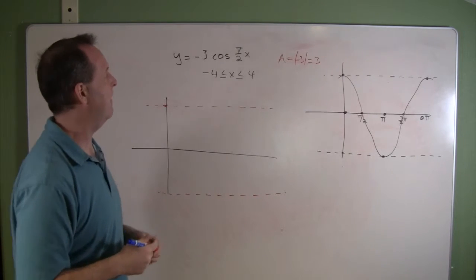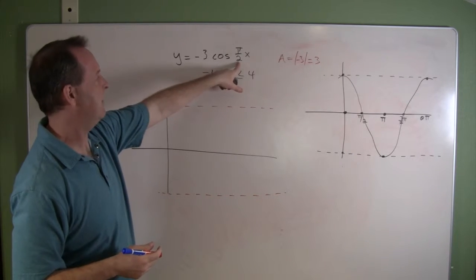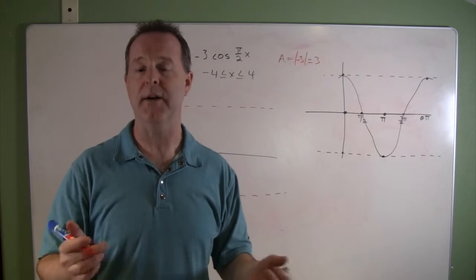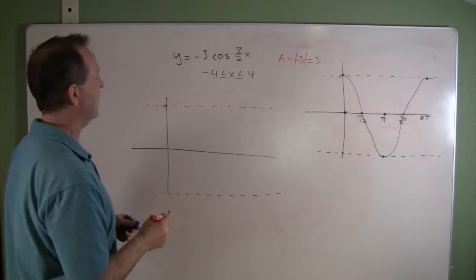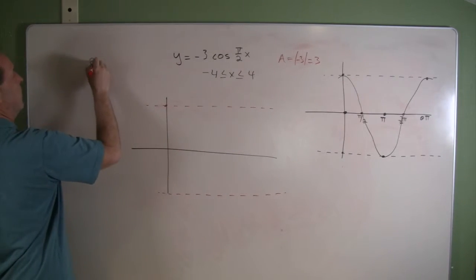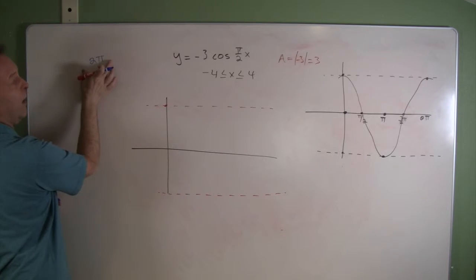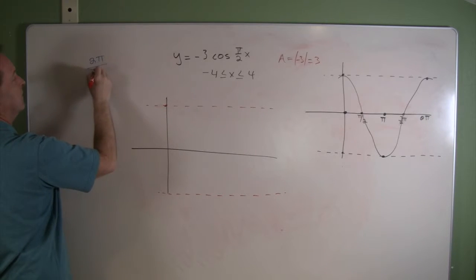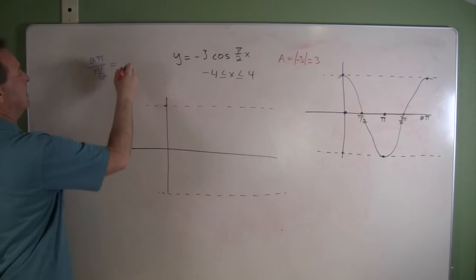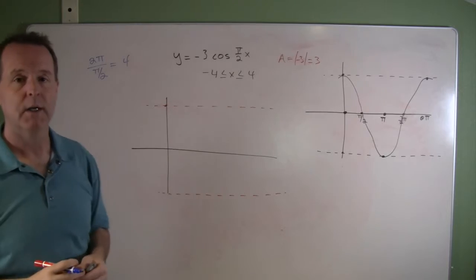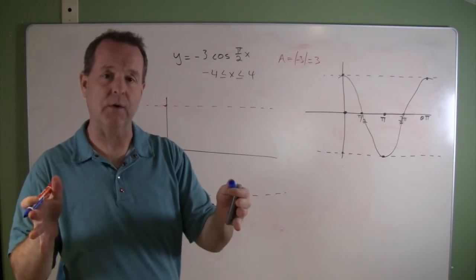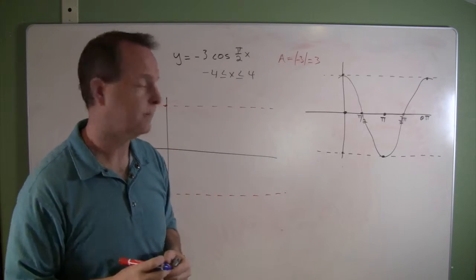The next part of our graph that we wanted to deal with is this value right here that's inside the function. And that helps us determine the period of the graph. So we took this value, which is pi halves, and we divided it into a full regular period, which is 2 pi. So 2 pi divided by pi over 2 gives me a period of 4. So this graph runs one entire cycle over 4 units.